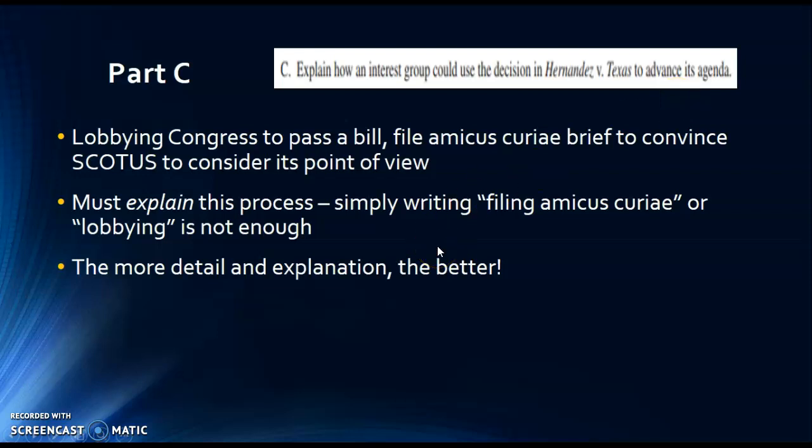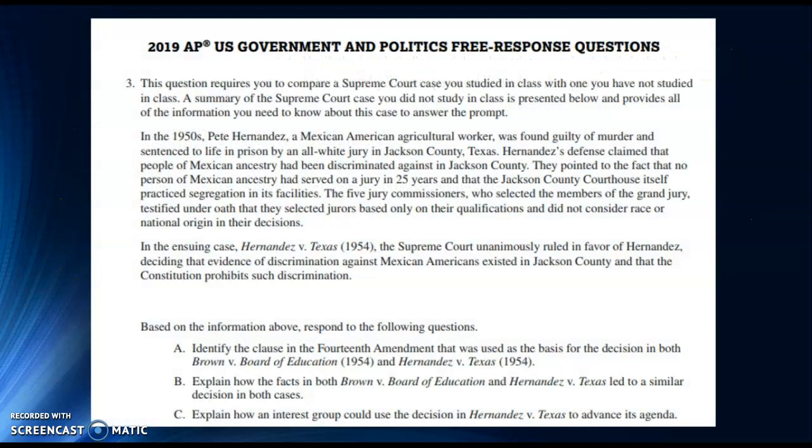So at the end of the day, the more detail and explanation you put, the better off your FRQ is going to be. So this is going to be worth a 4-point part here. So you have 1, you have explain the facts in Brown, that's 2, explain the facts in Hernandez, that's 3, and explain how an interest group could use the decision, that makes number 4. But it's very, very important you pay close attention, never assume that the reader is going to understand where you're coming from, because most times the FRQ is only going to be read in a very short amount of time. So hopefully that gave you a better understanding of how you can compare these two cases in this type of FRQ.